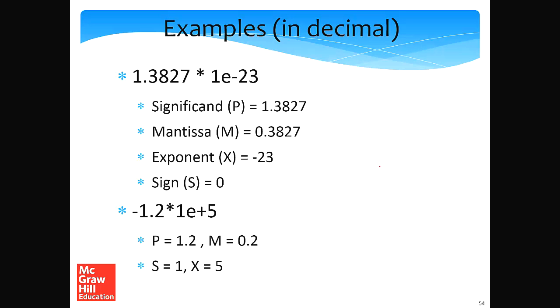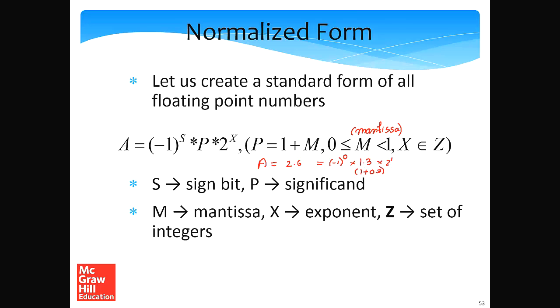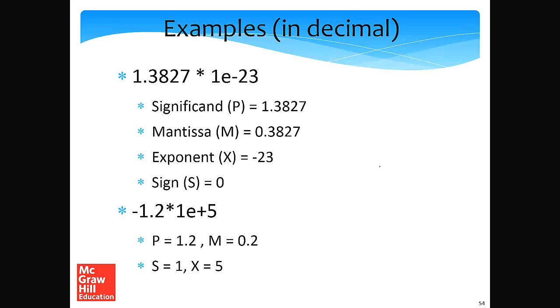So this is also called the normal form or the normalized form. So let's see some examples, at least in decimal. We'll go to binary later. So 1.387 times 10 to the power minus 23. So the significand is 1.3827, mantissa is 0.3827. Since we consider decimal, instead of base 2 it's base 10, so the exponent is minus 23 and the sign bit is 0.